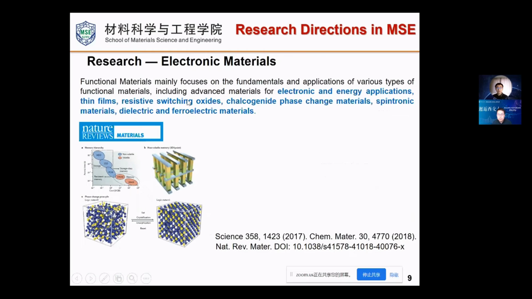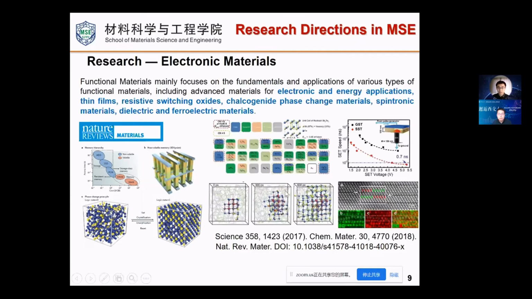The second research direction is about electronic materials. Functional materials mainly focus on the fundamentals and applications. So this direction includes advanced materials for electronic and energy applications, switching oxides, and some phase change memory, even spintronics, dielectric, ferroelectric, and optoelectric. In this part, we not only prepare materials, but also make devices, and we also do some calculations.